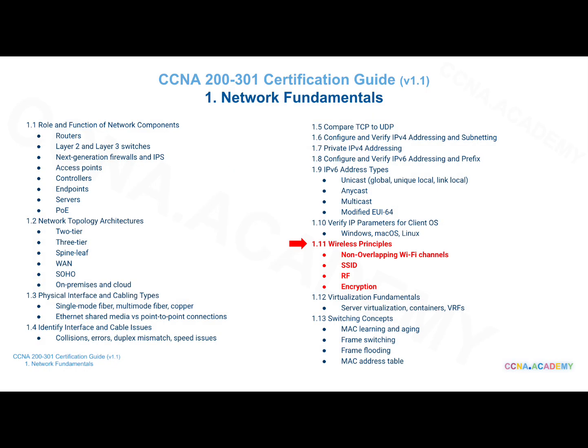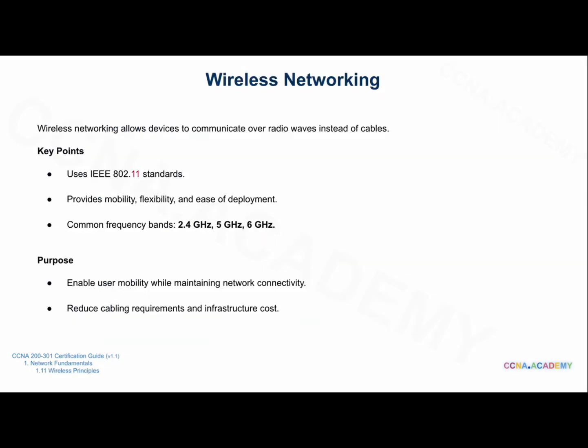Section 1.11, Wireless Principles. Wireless networking lets devices communicate without physical cables by using radio waves. The technology is built on IEEE 802.11 standards, which define how Wi-Fi operates across different frequency bands. With wireless, users gain the flexibility to move around while staying connected, and businesses reduce the amount of cabling required. The goal is to deliver reliable network access with mobility, convenience, and cost efficiency.